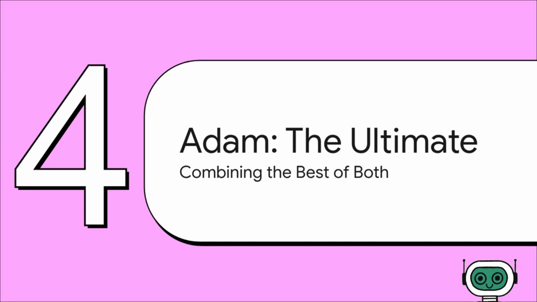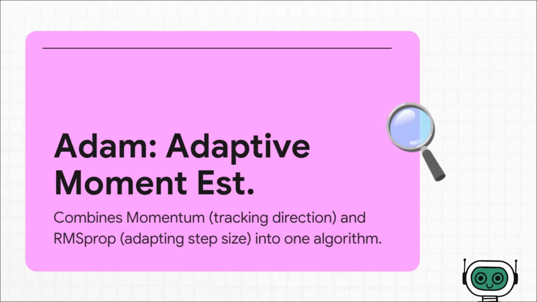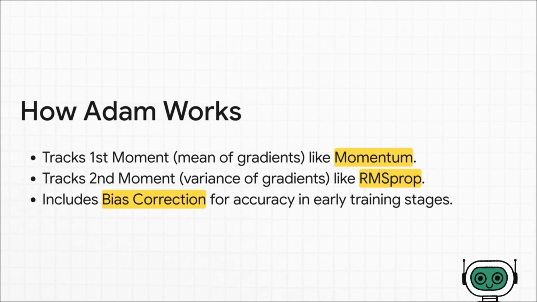You can probably guess the next question. What happens if we combine them? Well, that's exactly what the Adam optimizer does. Adam stands for Adaptive Moment Estimation, and it's really the best of both worlds. It takes the direction smoothing idea from momentum and combines it with the adaptive step size from RMSprop. So on a slightly more technical level, Adam tracks two things. The first moment, which is just the average direction, just like momentum, and the second moment, which is all about the steepness, like RMSprop. It also has a clever little correction to make it more stable right at the start of training.